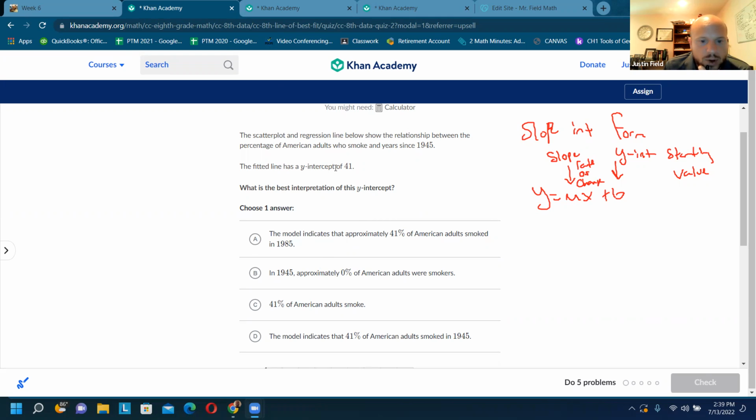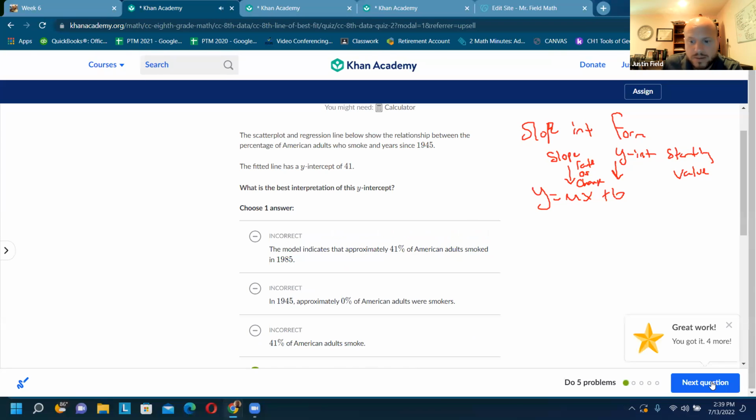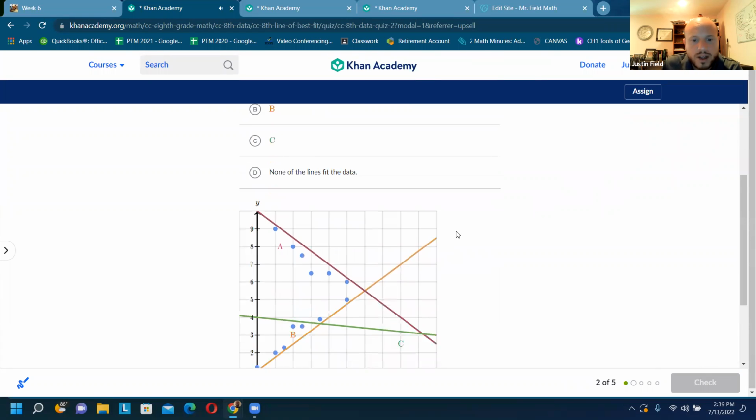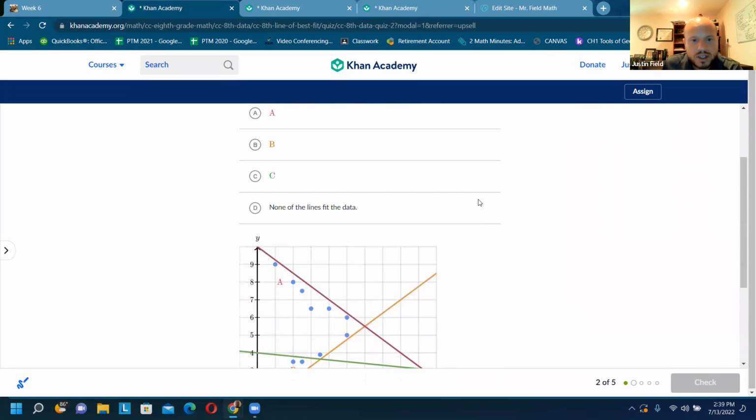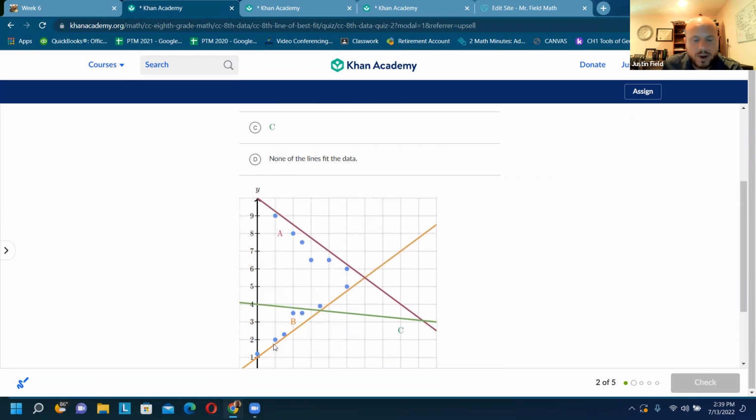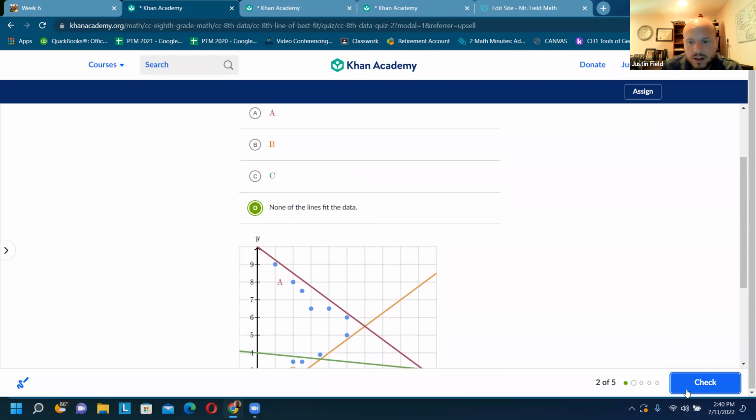So if the y-intercept is 41, then that means that this is percentage, the percentage of adults who smoke. So 41% of adults smoked at the beginning of the model. All right, so you see the data here. Which line best fits the data? Well, this data is going this way and then that way. So the purple line fits the top of the data, but the yellow line fits the bottom, but no line fits the data well.